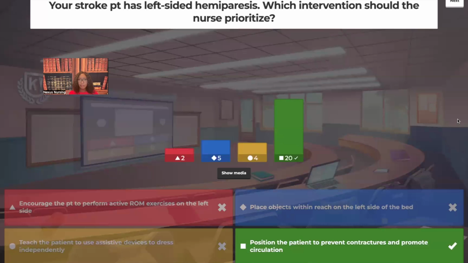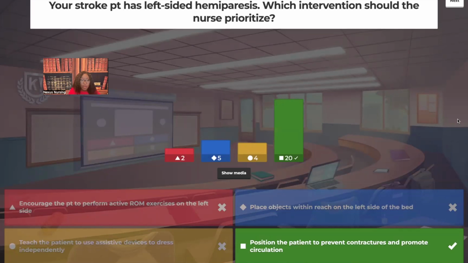Very good. We want to prevent contractures and promote circulation. When it comes to stroke, guys, one of the biggest complications we're concerned about is going to be decreased mobility. It's going to be contractures. It's going to be that patient's physiological integrity, right? So that is the correct answer.